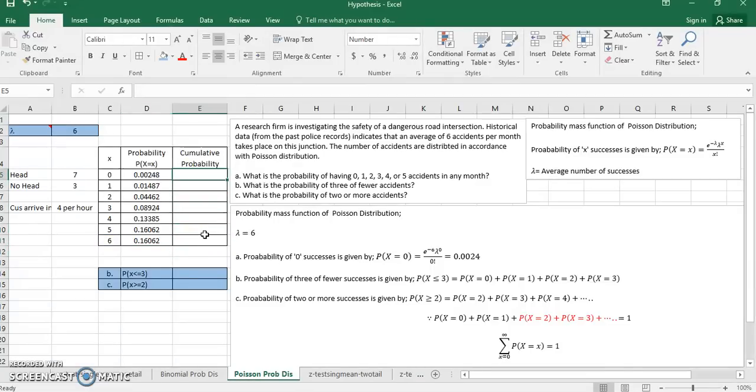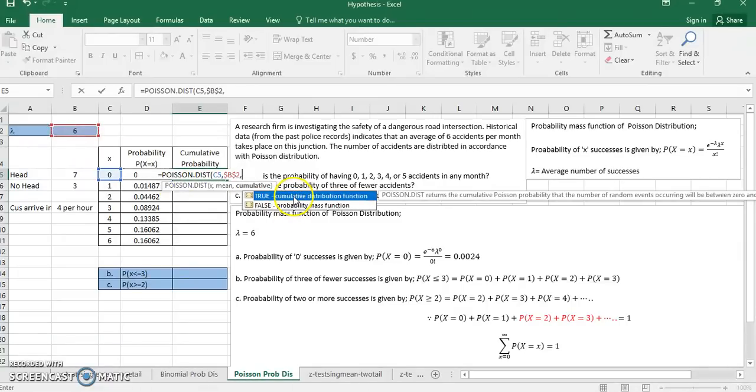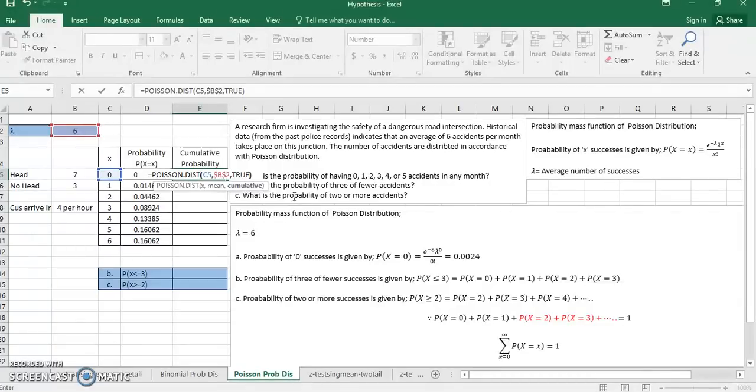Now I wish to see the cumulative probability results. So I'll type in my Poisson distribution function again, interested in 0 successes. The mean is 6, which I'll be using throughout, so I freeze it, and rather than typing FALSE, I type TRUE. If you want to understand how this cumulative probability function works, get back to my binomial probability distribution discussion. There I've comprehensively explained how the cumulative and exact functions work. And now I'm going to pull it down.